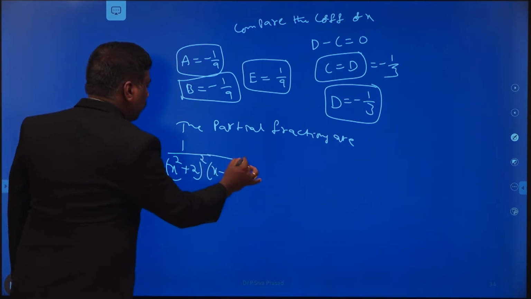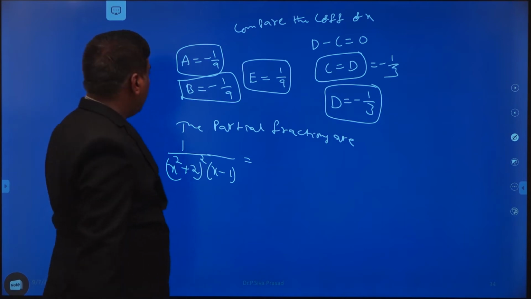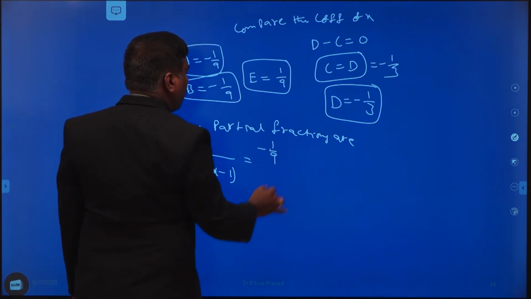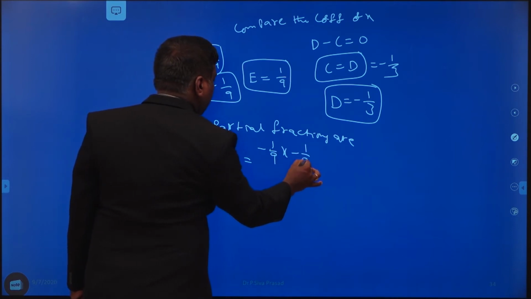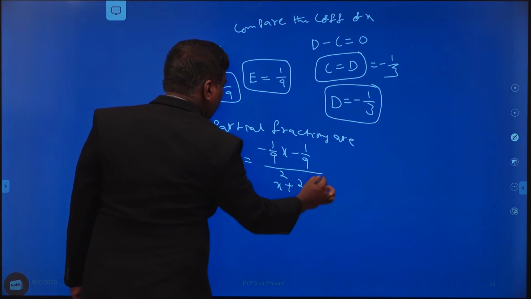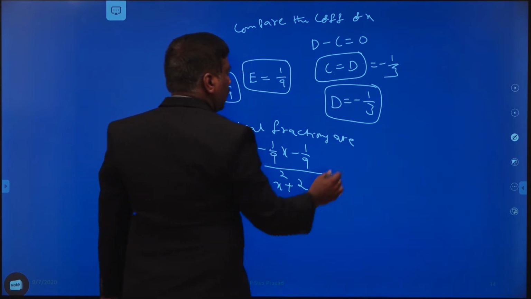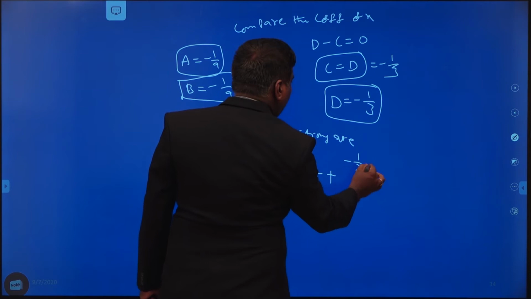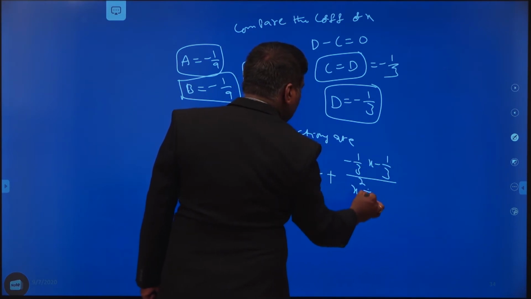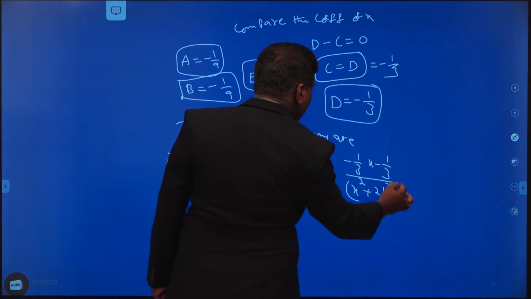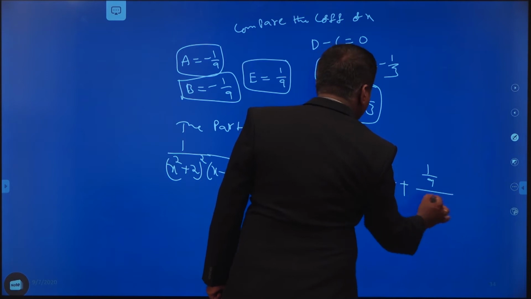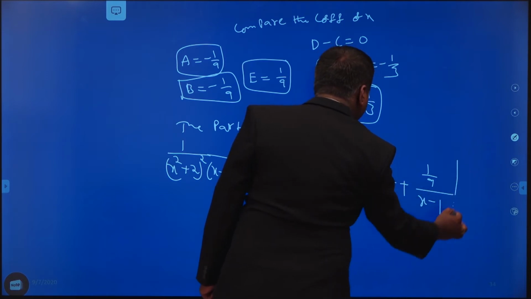This is equal to (ax plus b) by (x square plus 2) plus (cx plus d) by (x square plus 2) whole square plus e by (x minus 1). In place of a, we replace minus 1 by 9, so it becomes (minus 1 by 9 into x plus 1 by 3) by (x square plus 2), plus (minus 1 by 3 into x minus 1 by 3) by (x square plus 2) whole square, plus e value is 1 by 9, so 1 by 9 by (x minus 1).